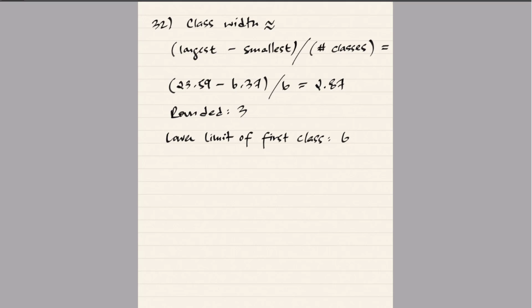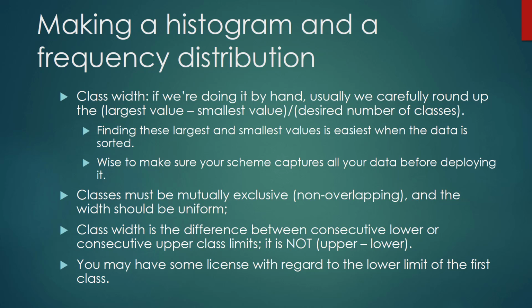So I'm going to go with a class width of 3, and the lower limit of my first class is going to be 6. Now, something to keep in mind about class width. It's a common misconception that when you're calculating the width of a class, you take the upper limit minus the lower limit, and that is not correct. When you calculate class width, you're supposed to take consecutive lower limits and difference them, or consecutive upper limits and difference them. And so, in other words, if I'm going to put down my frequency distribution on paper, here's what it's going to look like.